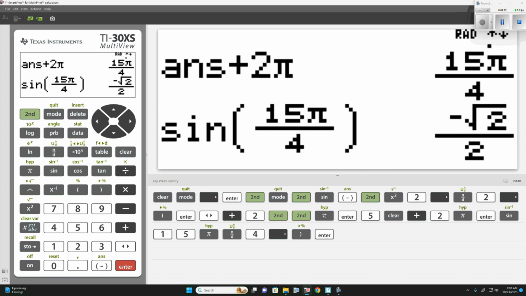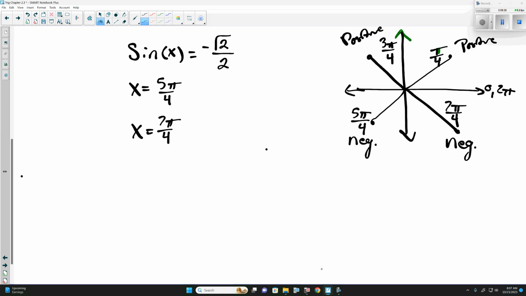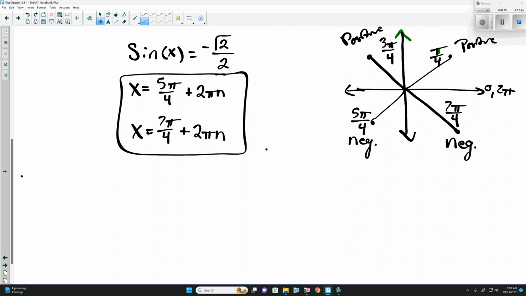Well, all of those are still true, yes? Well, it actually works out that 5 pi over 4 plus 2 pi n and 7 pi over 4 plus 2 pi n will give us true statements. Now, n can be any number, or really any integer. We don't really look at fractionals. It's going to be an integer. So 1, 2, 3, 4, 5, or negative 1, negative 2, negative 3. And we get those here.